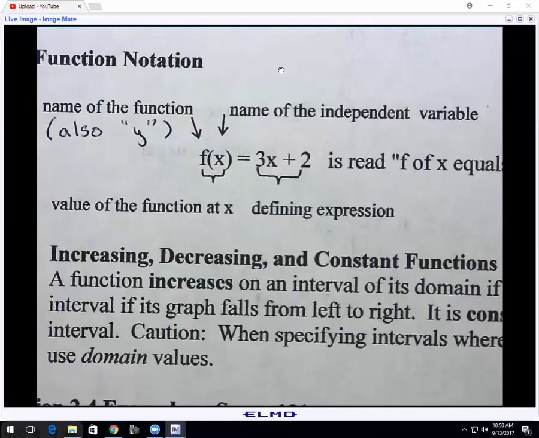All I want to say about increasing, decreasing, and constant functions right now is increasing means going uphill from left to right. Decreasing means going downhill from left to right. Constant means going straight across left to right. So we'll do those examples tomorrow, and then maybe we can catch up. Homework tonight's 2.3.